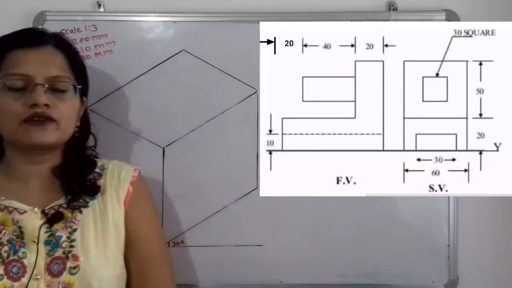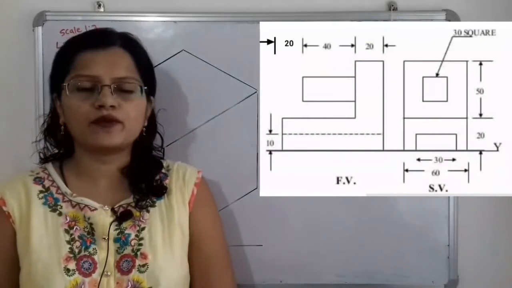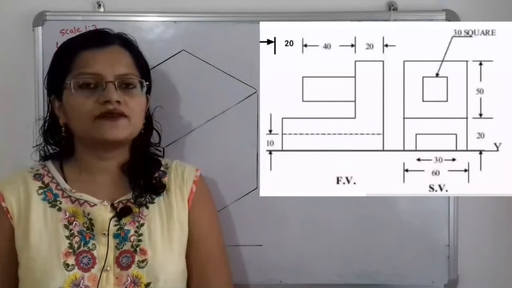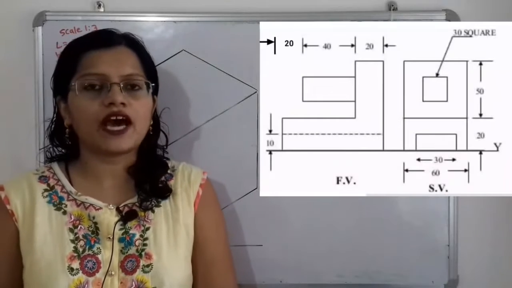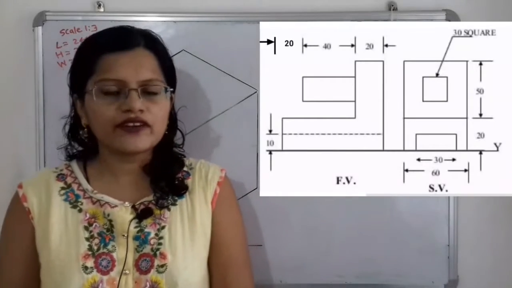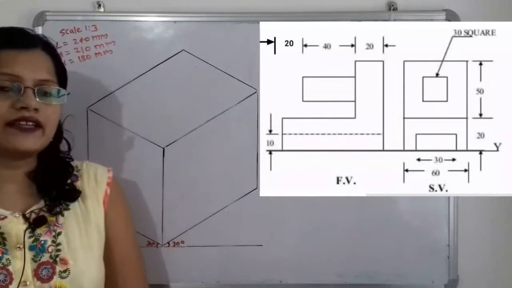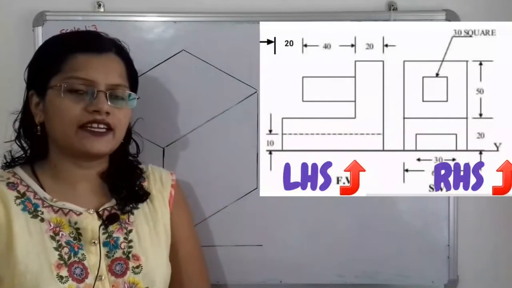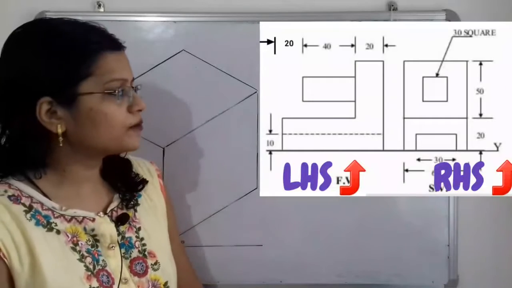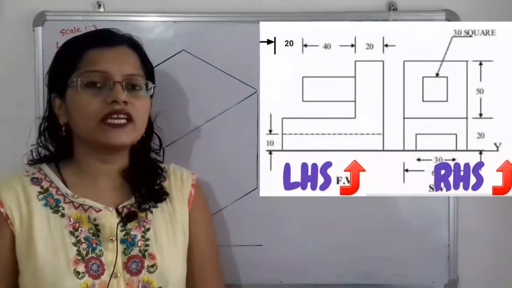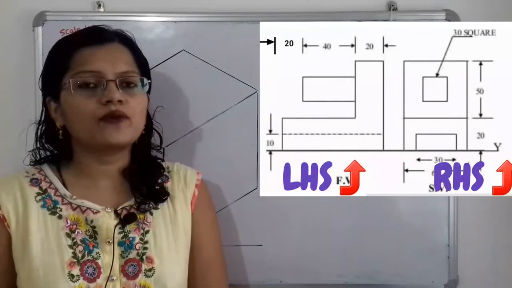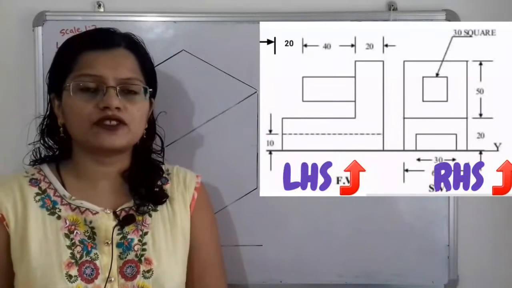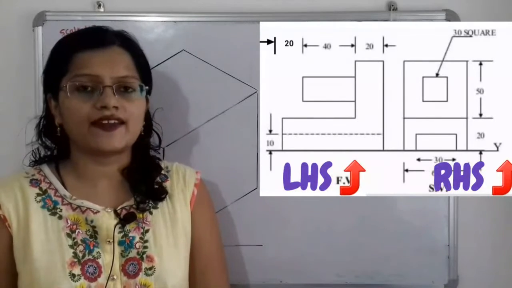Today we are going to solve a problem on isometric projection. So let us first observe the given orthographic projection. If we observe here, the front view and side view are given. There are two sides, the right hand side and the left hand side. The front view given is on the left hand side, so we have to plot it in the isometric projection with the front view on the right hand side.